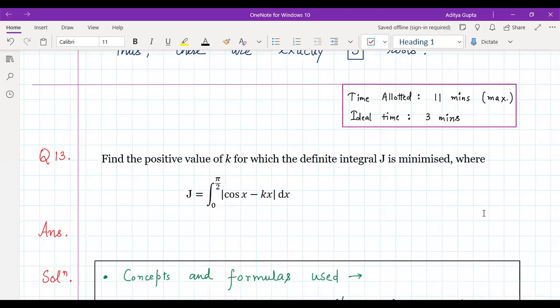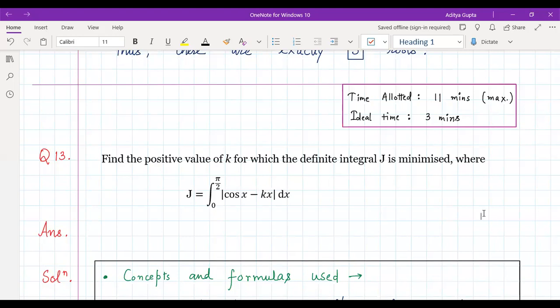Today we are discussing question number 13 from the chapter of AOD, monotonicity and maxima minima. The question is asking us to find the positive value of k for which the definite integral J is minimized, where J is the integral from 0 to pi by 2 of modulus of cos x minus kx with respect to x. The maximum time allotted for this question would be 11 minutes, and ideally you should try to do it within 3 minutes. So I hope you all have tried it out.